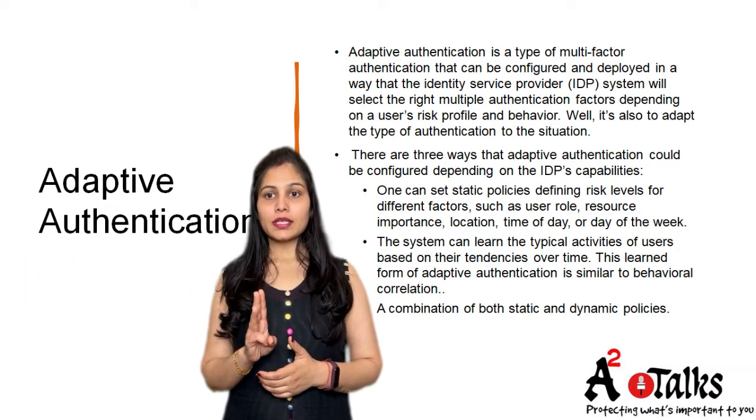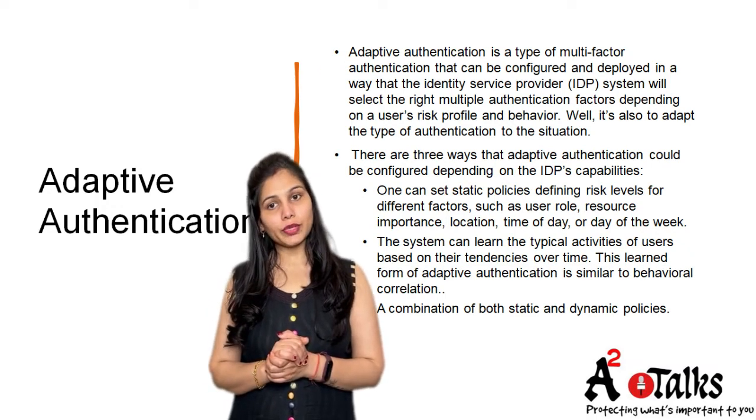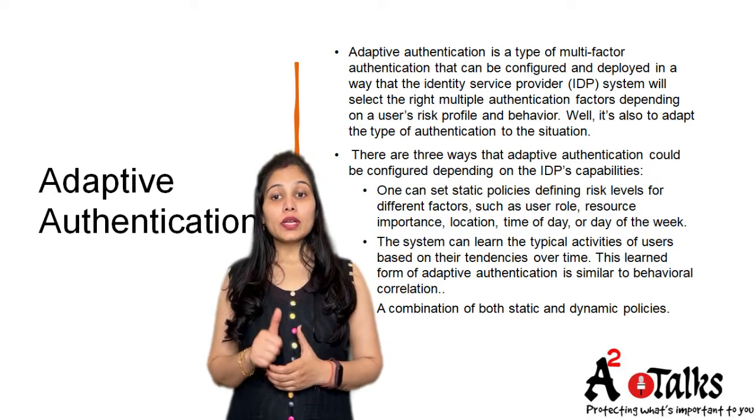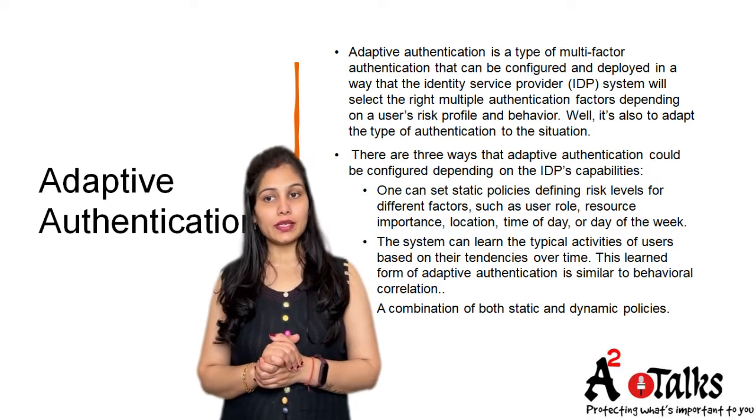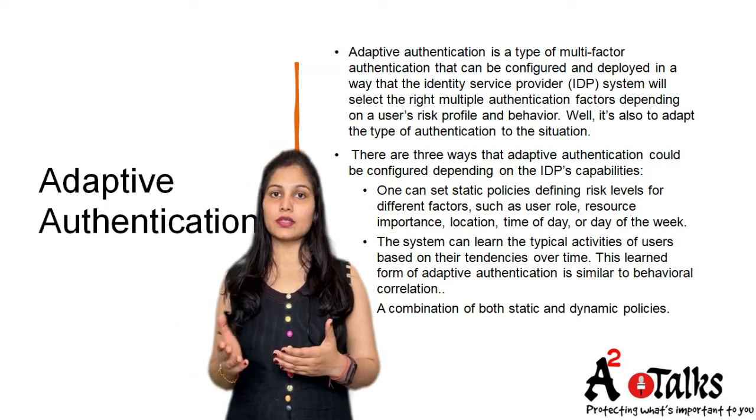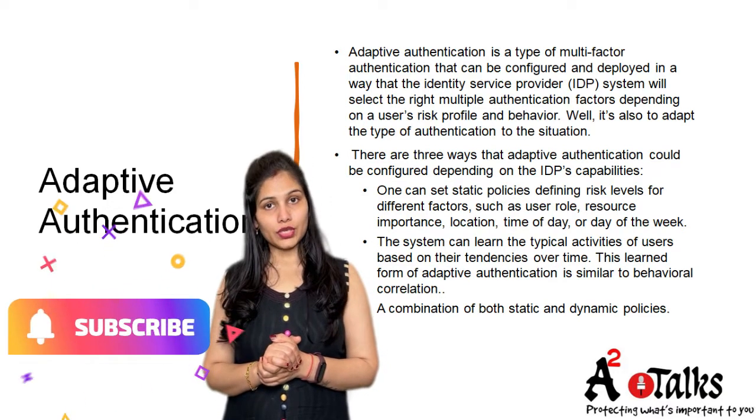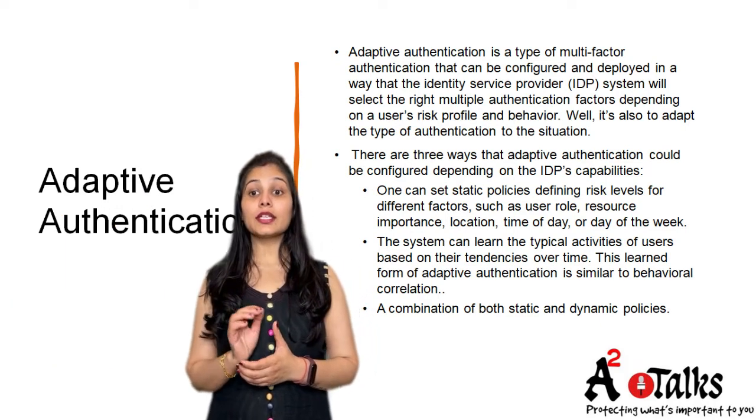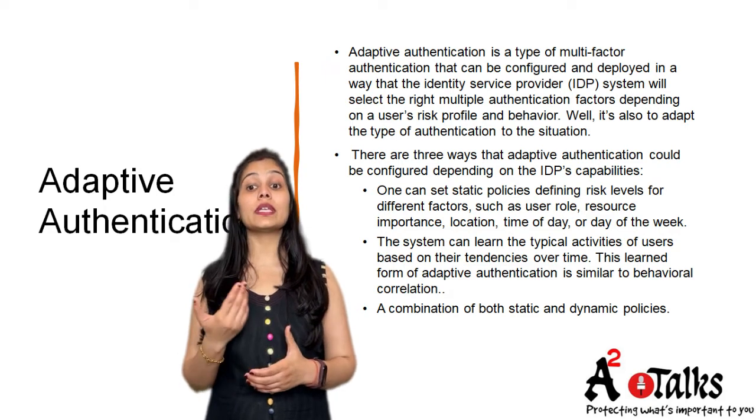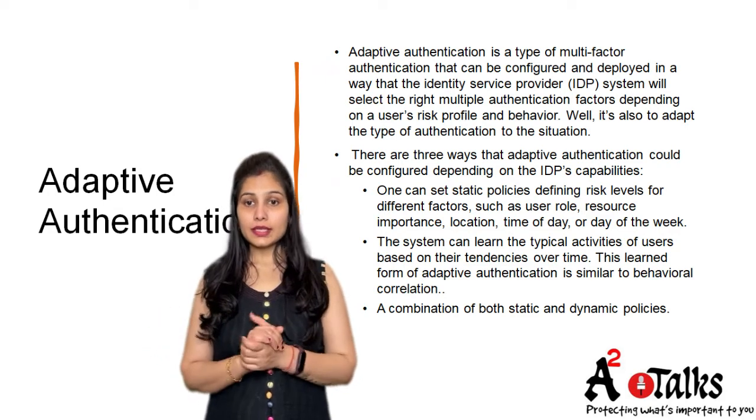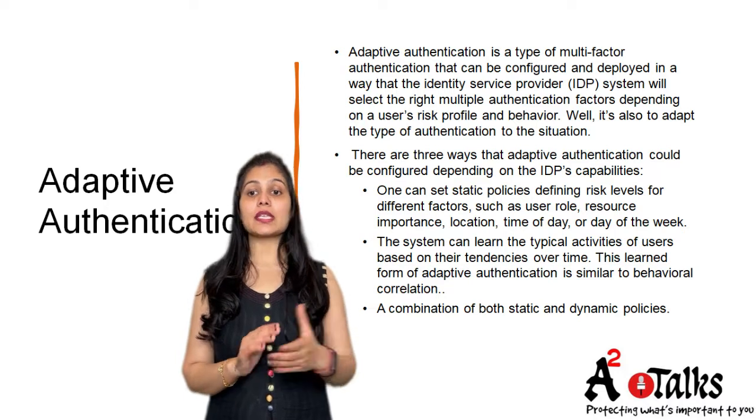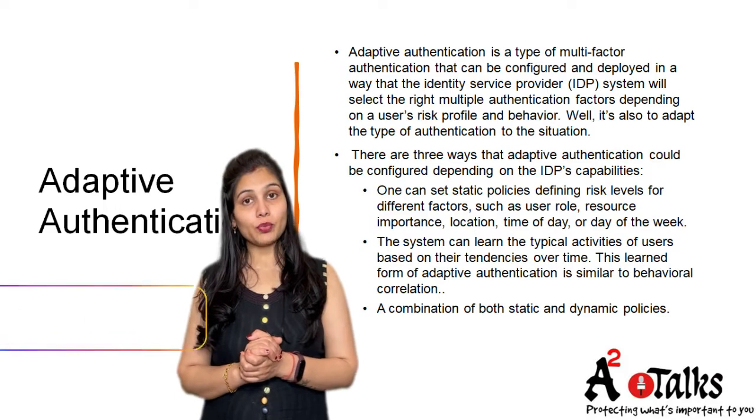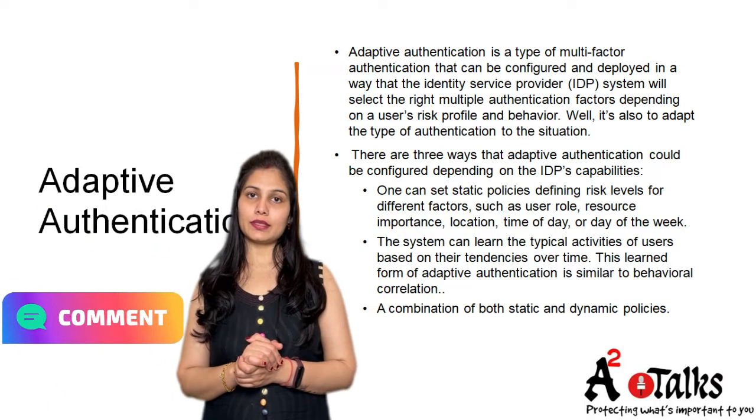There are three ways adaptive authentication could be configured, depending on the IDP's capabilities. First, set a static policy defining risk levels for different factors such as user role, user location, user access. Second, the system can learn the typical activities of users based on their tendencies over time. This learning for adaptive authentication is similar to behavior. Third, you can use a combination of both static and dynamic policies.